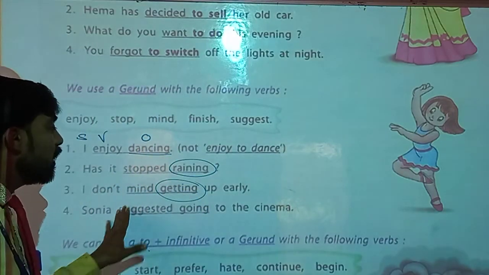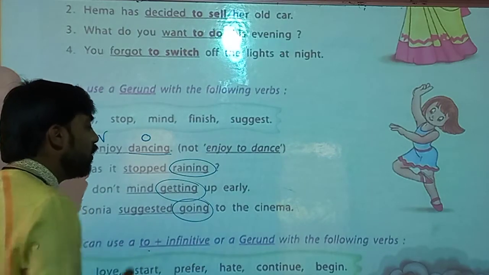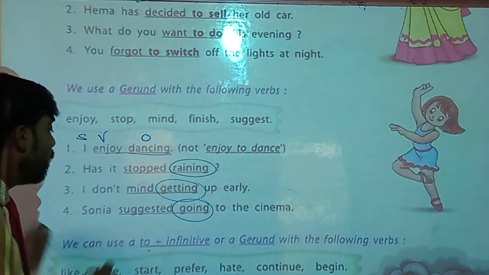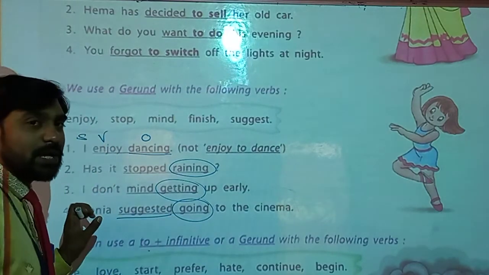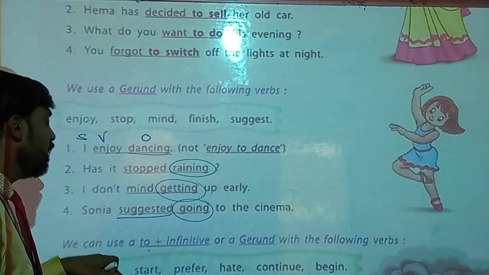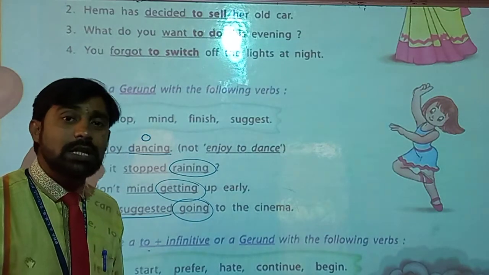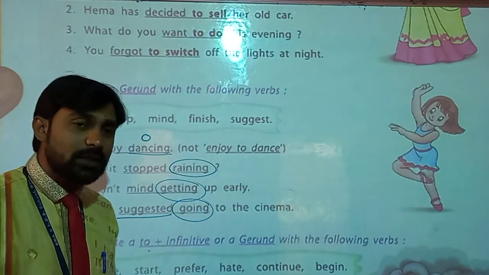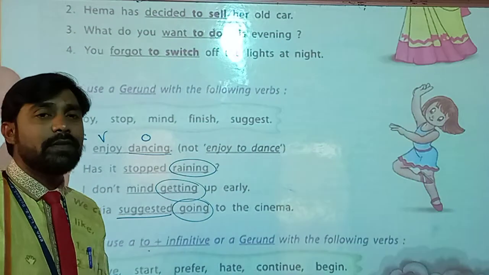Sonia suggested going to the cinema. Here verb is suggest. Sonia suggested, this is the main verb. In past form it is given suggested. Now going to the cinema, here going is not verb, it is noun. It is used as object. Okay. Sonia suggested going to the cinema.